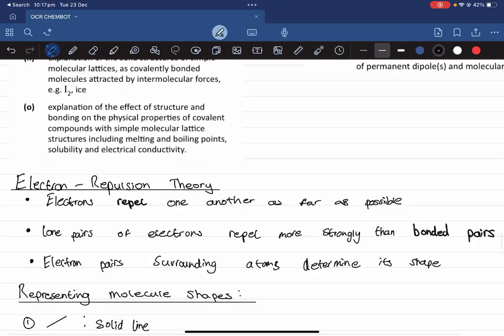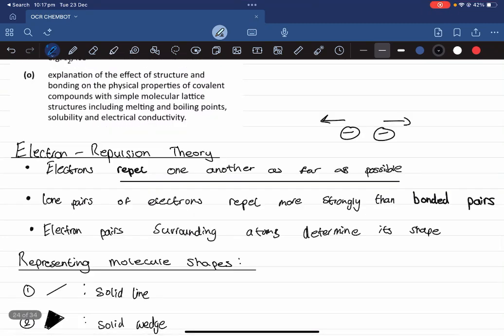Firstly, we need to go through the electron repulsion theory. Now, this theory basically just covers these 3 points, and these 3 points are all you really need to know. Number one is that electrons repel one another as far as possible. Now, we know that electrons are negatively charged, and so if you have like charges, they'll repel, and this theory suggests that they repel as far as they possibly can.